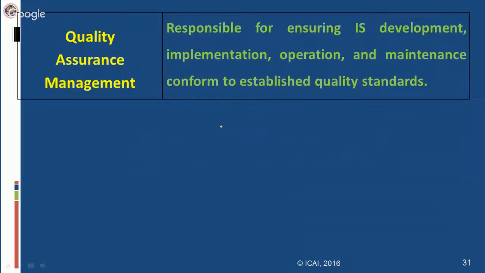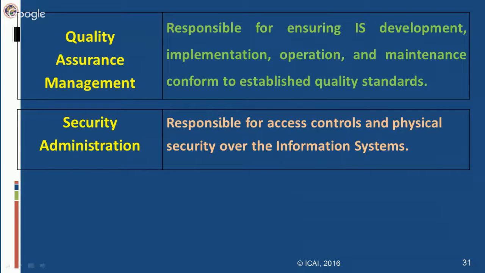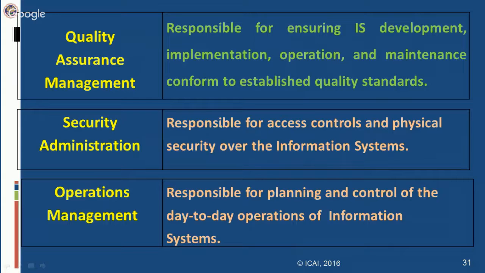Quality assurance management. Organizations are increasingly producing safety-critical systems, and users are becoming more demanding in terms of quality. It is responsible for ensuring that information systems development, implementation, operation, and maintenance conform to established quality standards. Security administration. It is responsible for access controls and physical security over the information systems. And lastly, operations management. It is responsible for planning and control of the day-to-day operations of information systems.